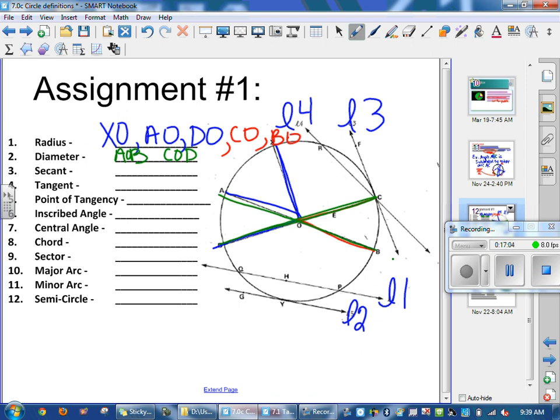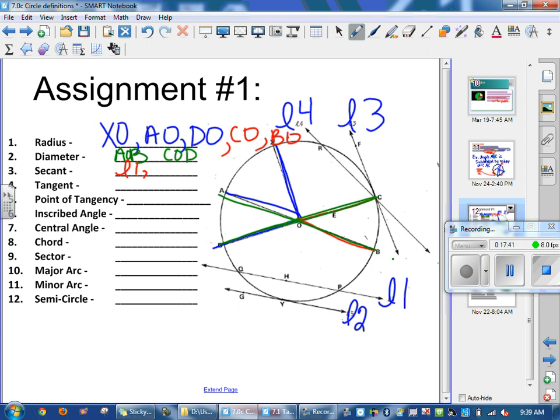Secant lines. Who can find a secant line? Line 1, good. Because it goes through the circle. To be called a secant, it actually has to go through the circle. It can't just touch it on the edge. That's a different name. We have one more that is also a secant. Line 4, good. So, 2 secant lines.